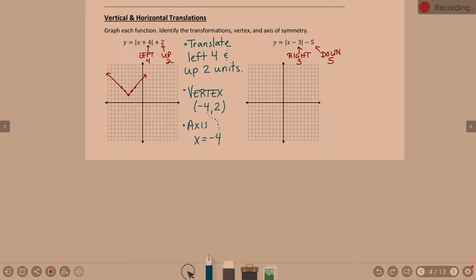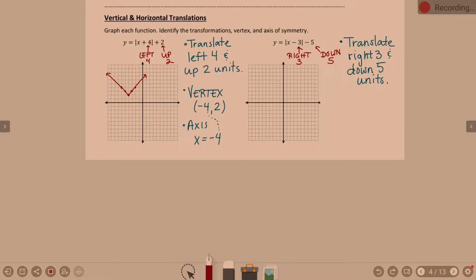Now, if you want to go ahead and write out if we identify our transformations, what is it we're doing here? We're going to translate right 3 and down 5 units. Okay. I'll come back for my vertex here in a little bit.